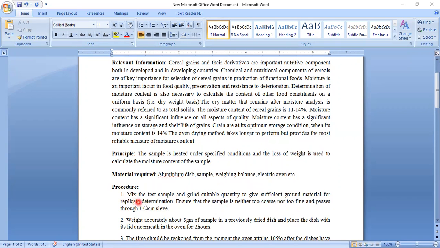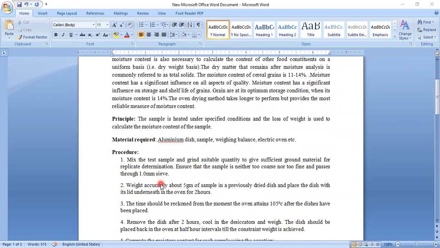Now the procedure to find out the moisture content. First of all, mix the test sample and grind a suitable quantity to give sufficient ground material for replicate determination, which means you can take more than one replication or number of samples. Ensure that the sample is neither too coarse nor too fine; it should pass through a 1 mm sieve. So we pass our given sample through the 1 mm sieve, and then weigh accurately about 5 grams of the sample in previously dried dishes.